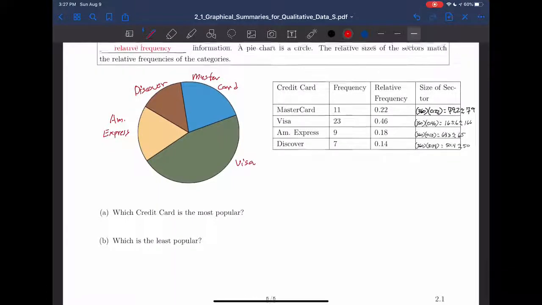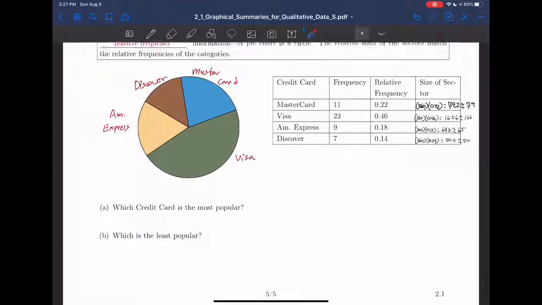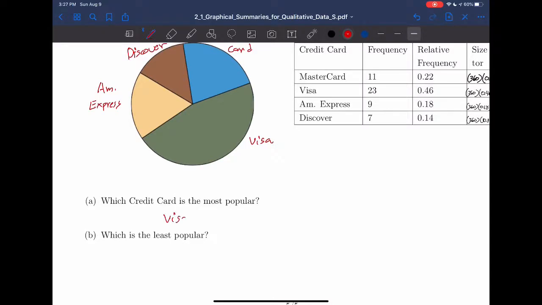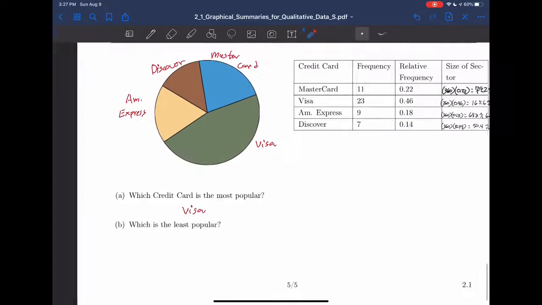And we can ask a couple of questions with this pie chart. So visually, we could see the most popular one. In this case, it is Visa. And we could look at the least popular credit card, which is Discover.